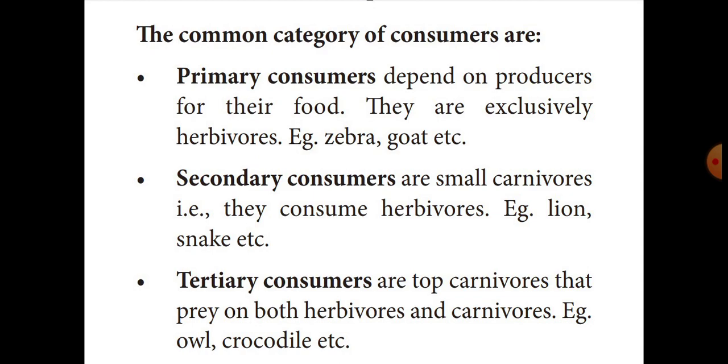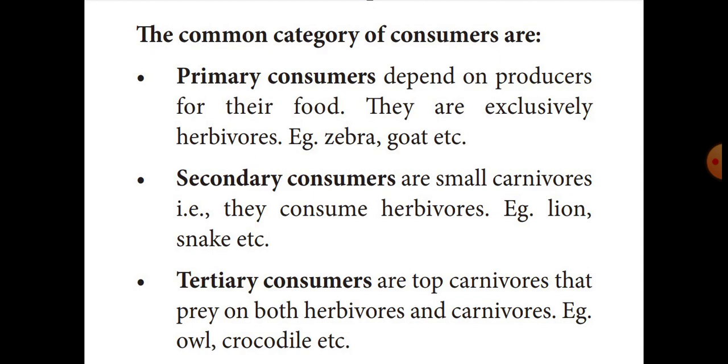The third category is tertiary consumers, the top carnivores. That means they prey on both herbivores and carnivores. For example, owl, crocodile, etc. These are the three common categories of consumers.